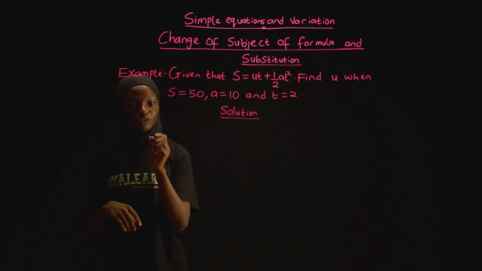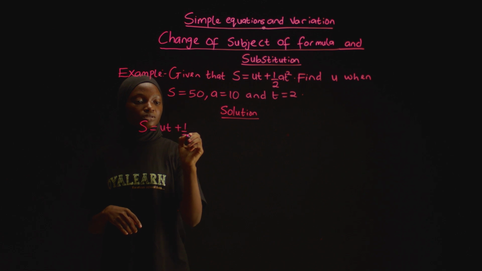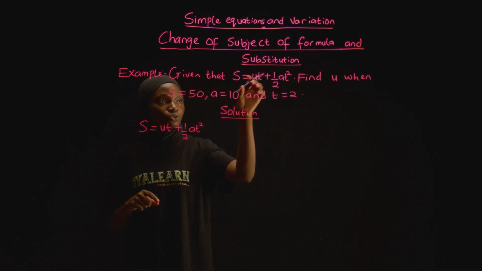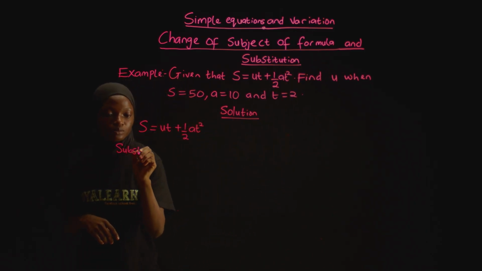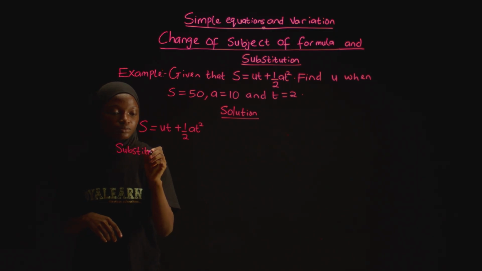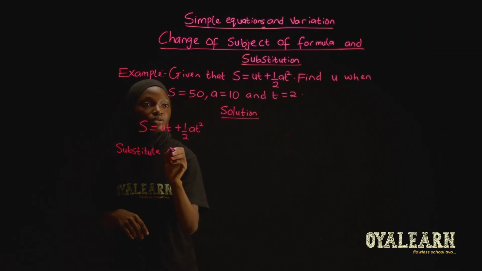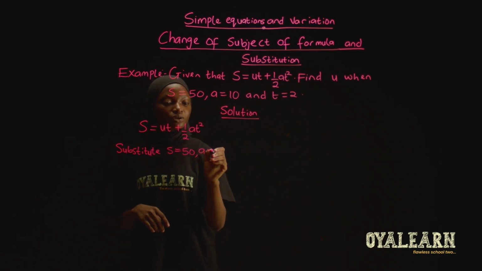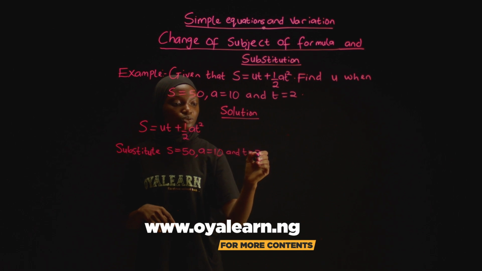Let's write out the formula given. s equals ut plus half at squared. Now we substitute all these values inside the equation given so as to find u. So here we have substituted s equals 50, a equals 10, and t equals 2.